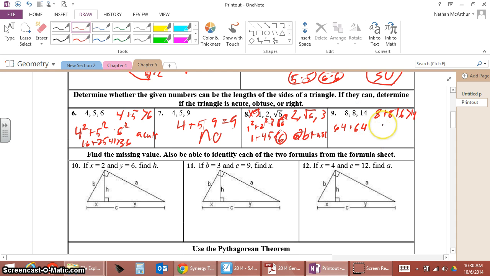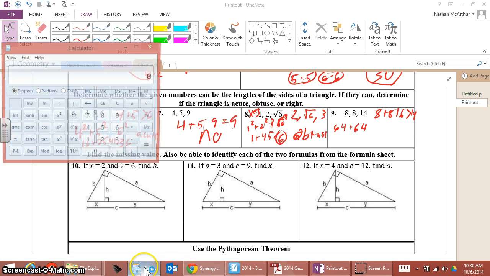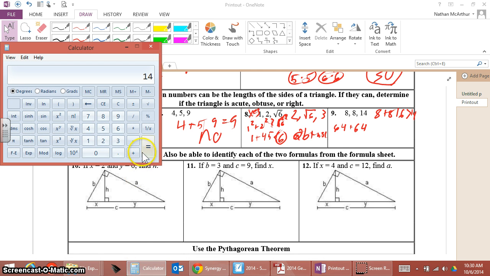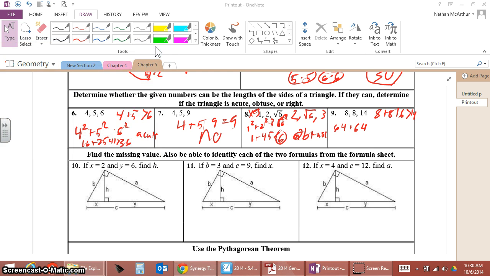14 squared. Let me use my calculator. I can do that. 14 times 14, 196. All right, that's going to equal 196. Well, 64 plus 64 is 128, and that's less than 196. And that means c squared is bigger. That makes it obtuse.